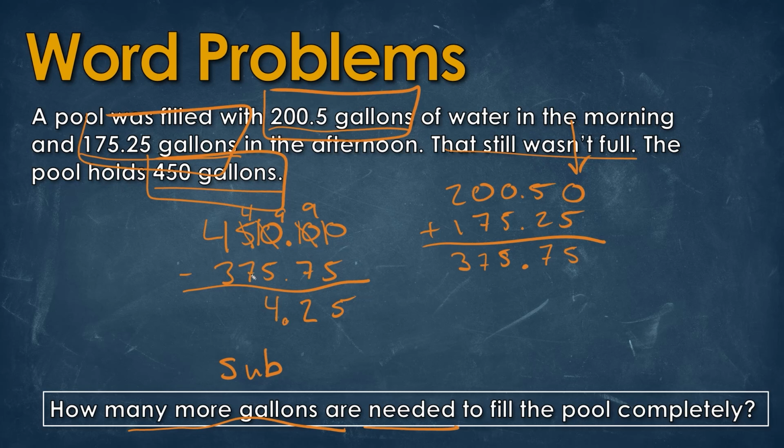Well, we can't do that because 4 is smaller than 7. So we're going to have to borrow from this 4 on the left, so we'll have 3 on top, and then we'll put a 1 over. 14 minus 7 will be 7. And then 3 minus 3 will be 0. So we need a total of 74.25 gallons to fill the pool completely.